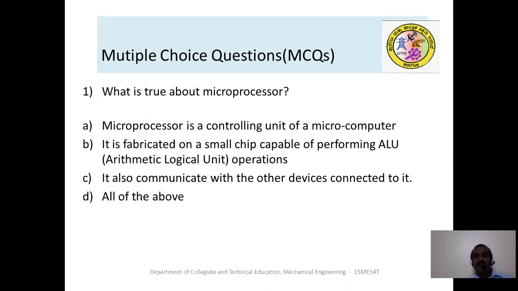Coming to the multiple choice questions: what is true about a microprocessor? Microprocessor is a controlling unit of a microcomputer. It is fabricated on a small chip capable of performing arithmetic and logical operations. It also communicates with the other devices connected to it. All of the above. And the answer is D, all of the above.